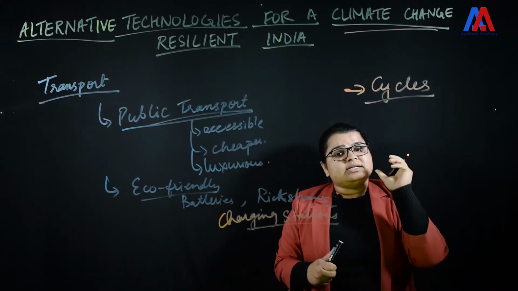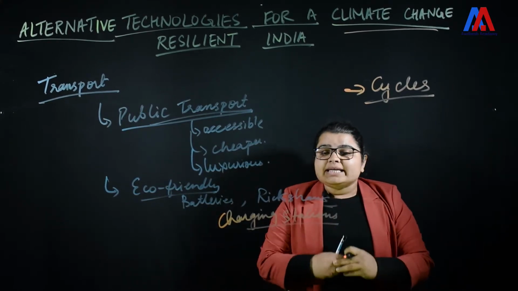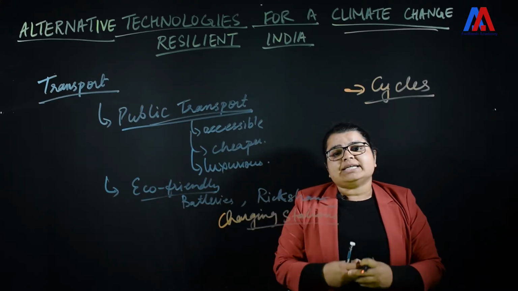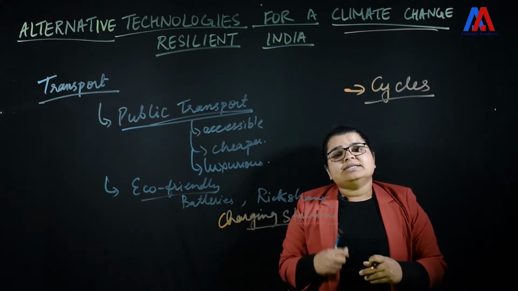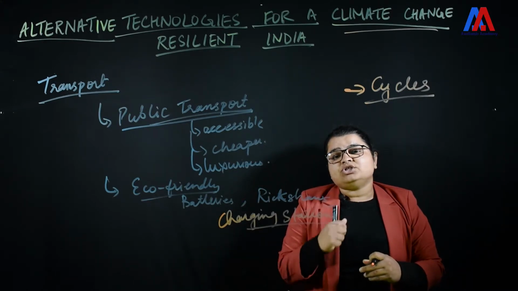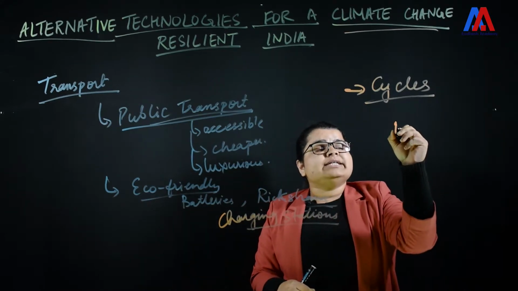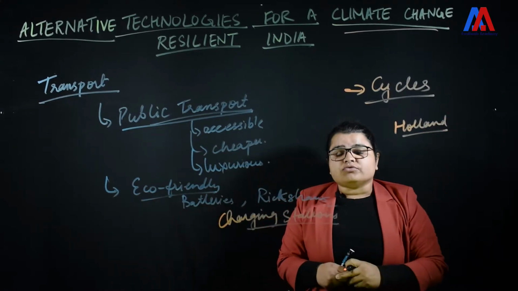Here we can also talk about using cycles. This is nothing new, but also it can be a great exercise. The elite, the rich people do not use cycles because they do not see it as a social symbol, but it can be a symbol of change and the symbol of a climate change resilient India. Like we can talk about the Prime Minister of Holland, the Netherlands, using a cycle to go to his office.